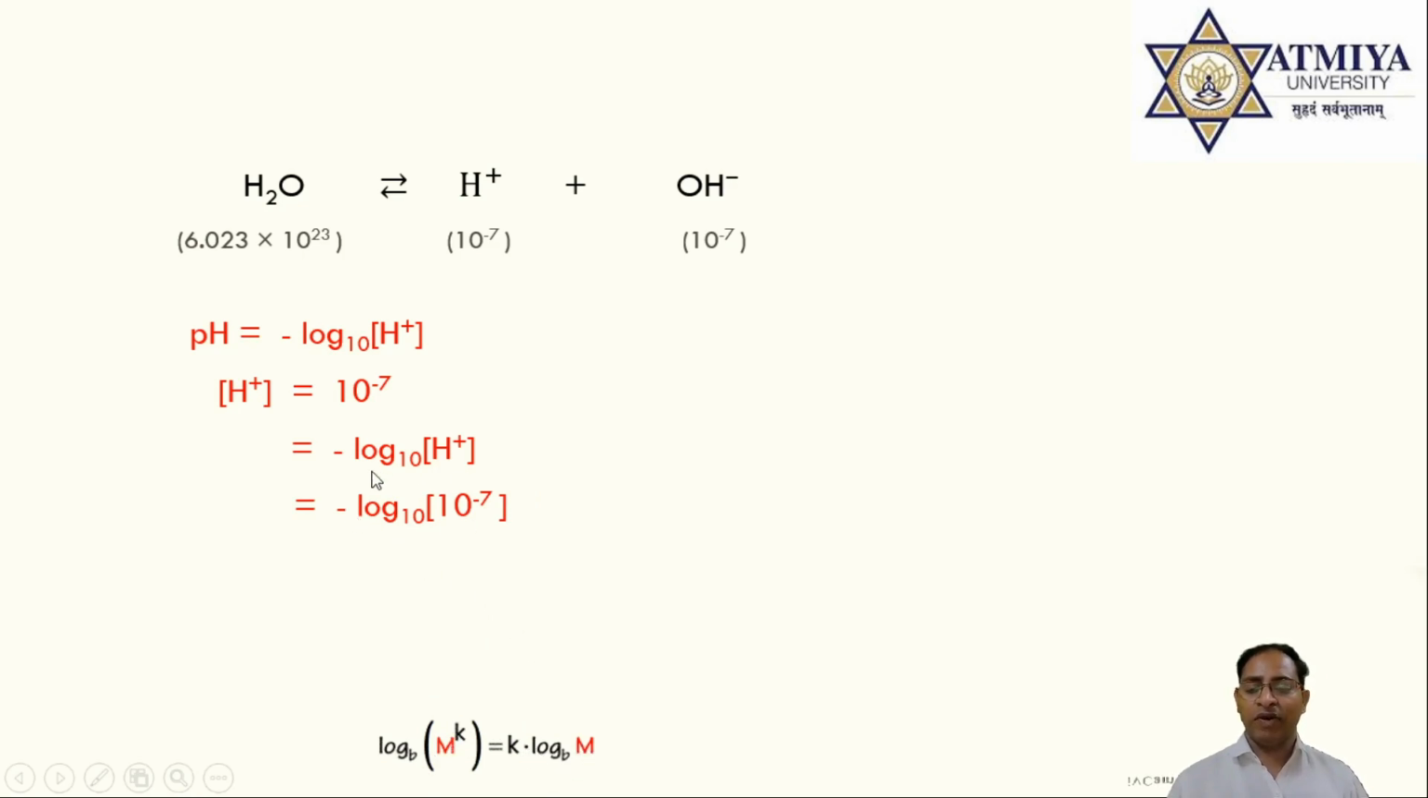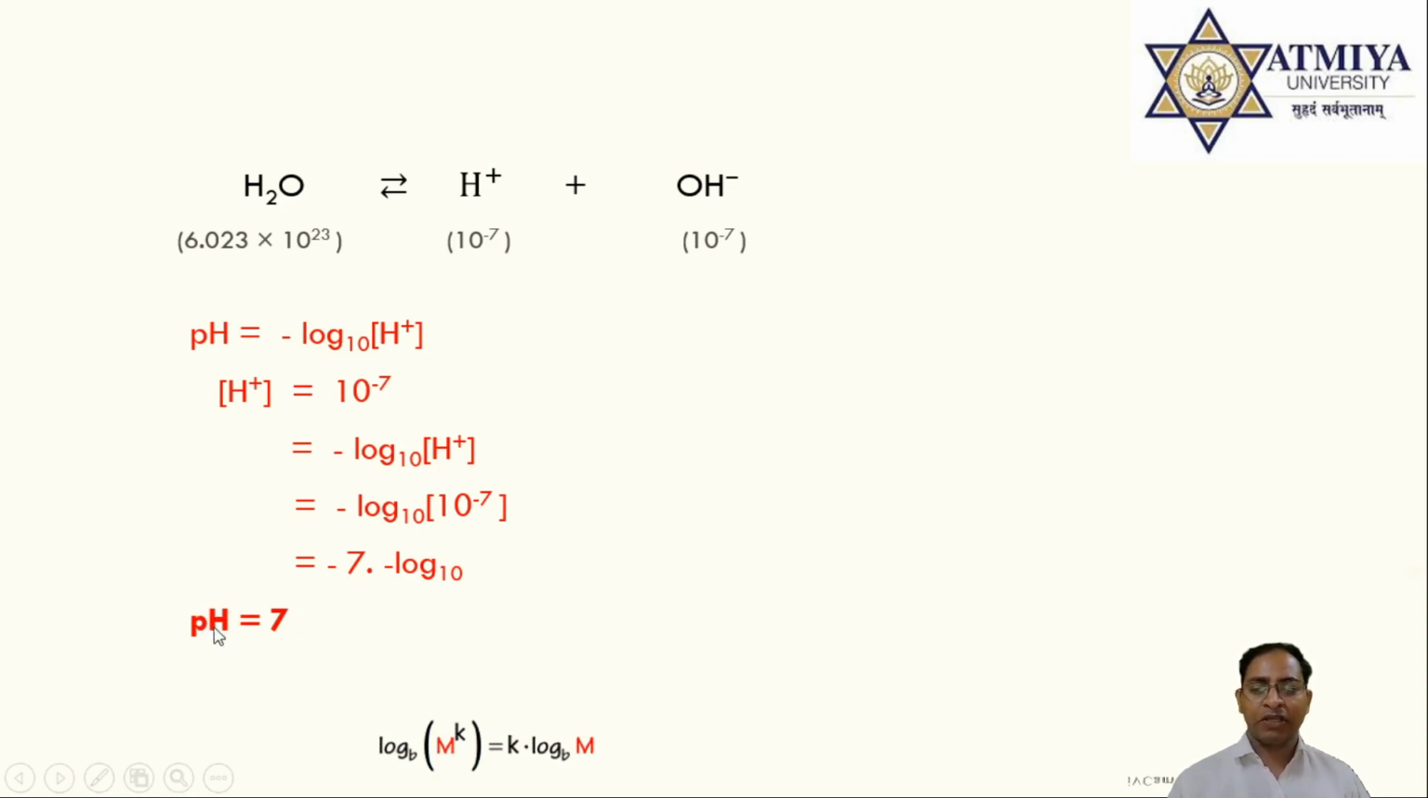So here, this minus 7 value will come first. The value will be minus 7 multiplied by minus log to the base 10 of 10, and the log 10 value is 1. So if I multiply minus 7 by minus 1, the value will be positive. So here the pH of pure water is 7.